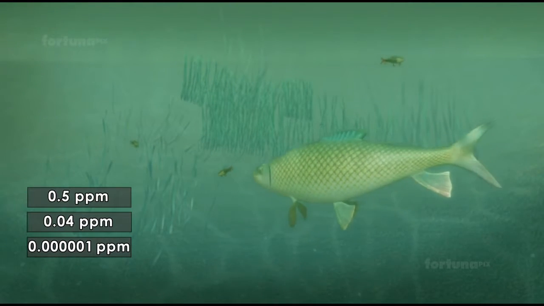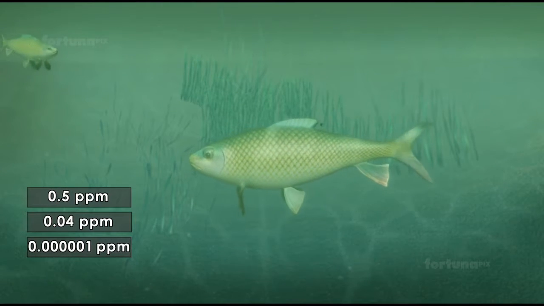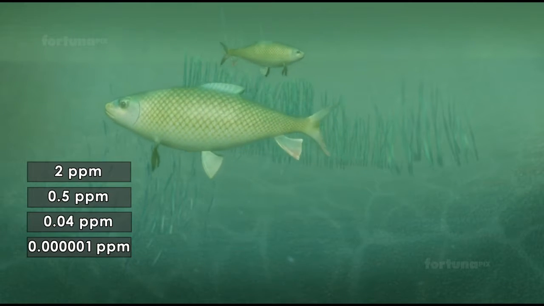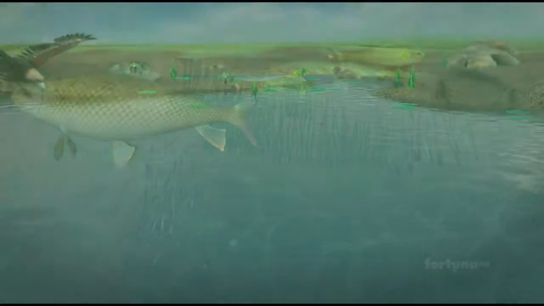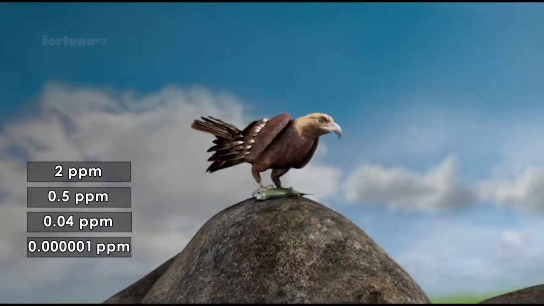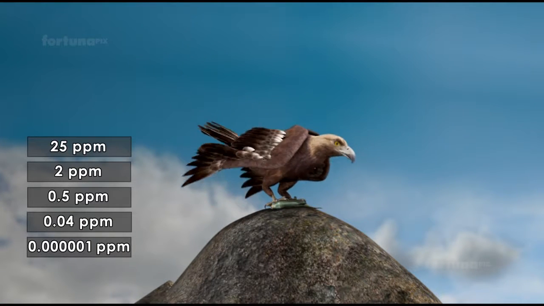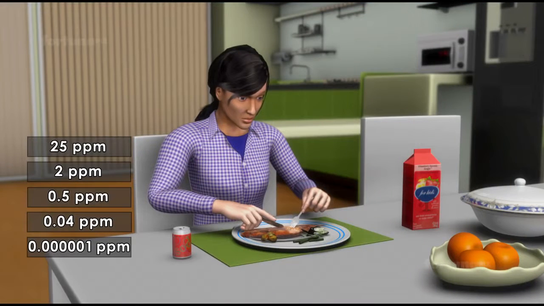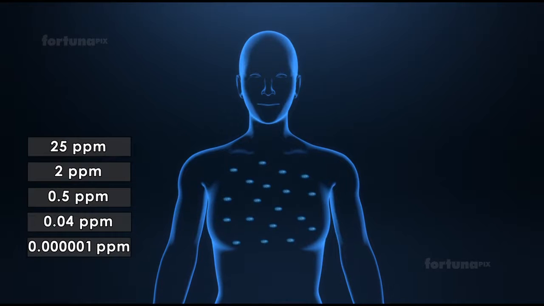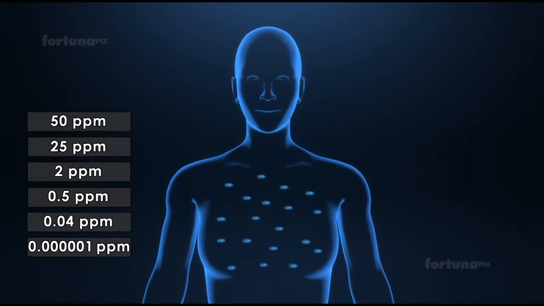As larger fish eat several smaller fish, they will consequently accumulate an even greater amount of DDT in their tissues, 2 parts per million, through absorption. Birds consuming several of these large fish will accumulate still greater amounts of the pesticide, 25 parts per million. Then, a human eating several contaminated fish may be exposed to significantly higher doses of DDT, 50 parts per million.